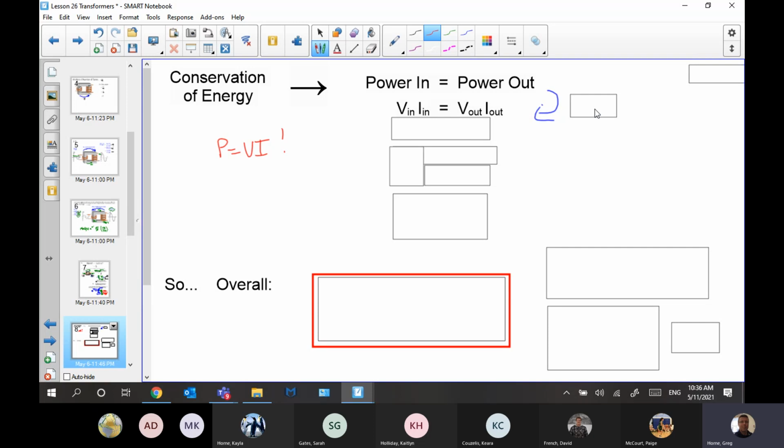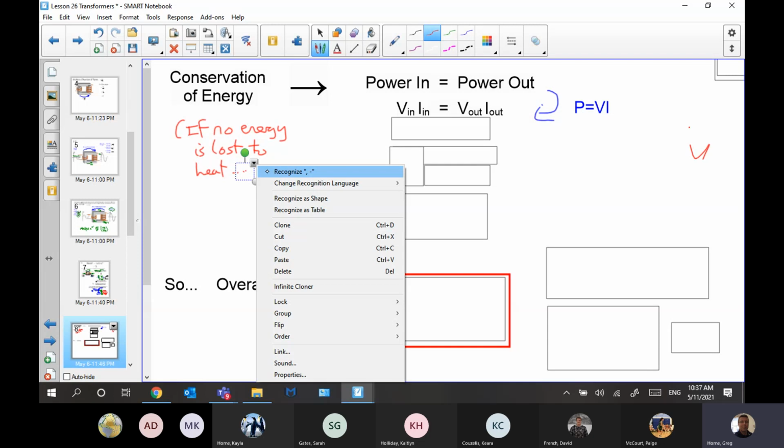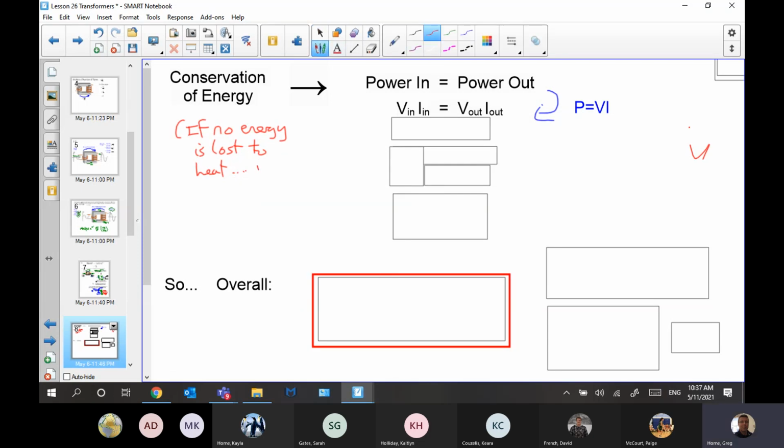And by the way, over here it says P equals VI. This is an ideal transformer where no energy is lost to heat, etc., inefficiencies of some sort, usually just heat though. So it's an ideal transformer.